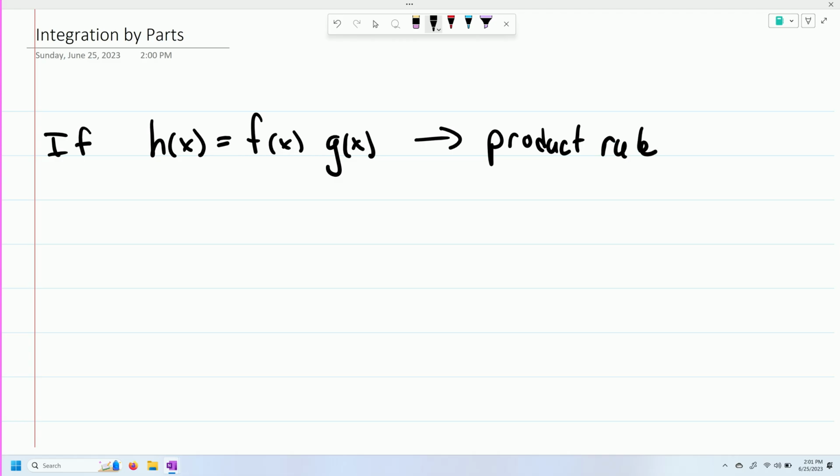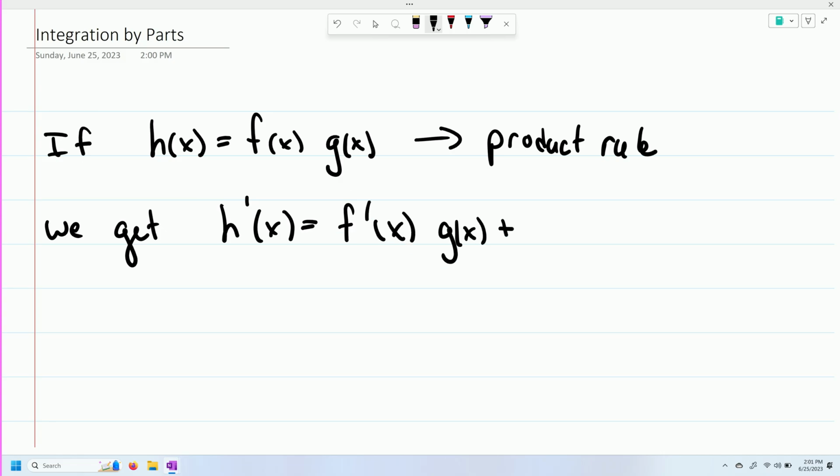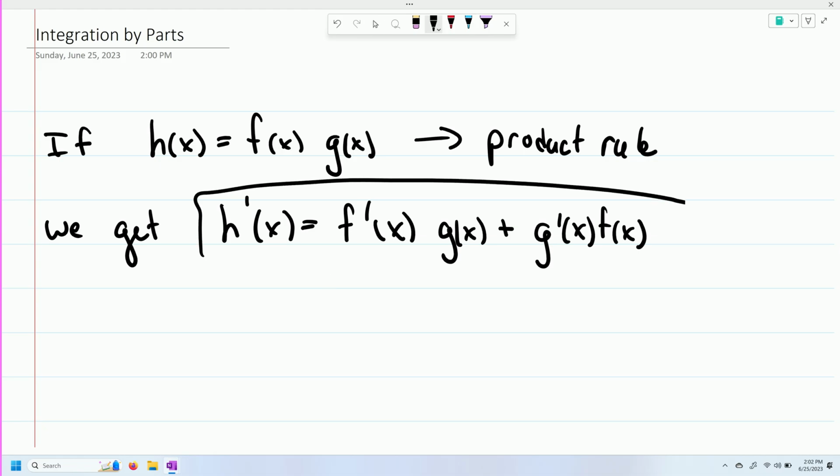All right, we get the derivative of h of x, which we know by the product rule is f of x g prime of x plus g of x f prime of x. And if I misspoke, this is supposed to be f prime of x. I can't remember, and I'm not going to start this video over again. So this is the product rule.